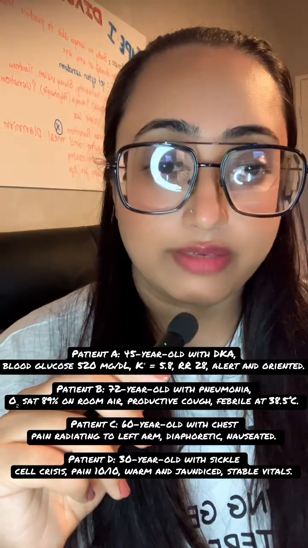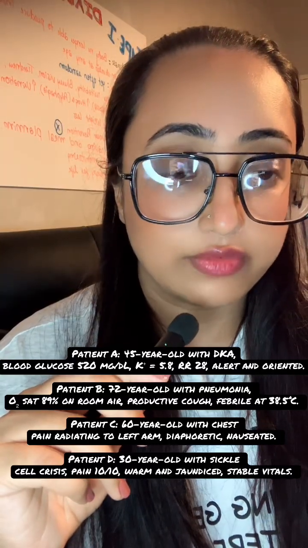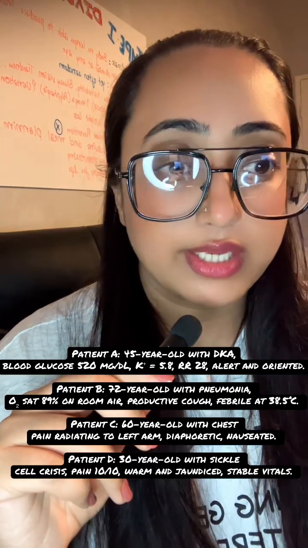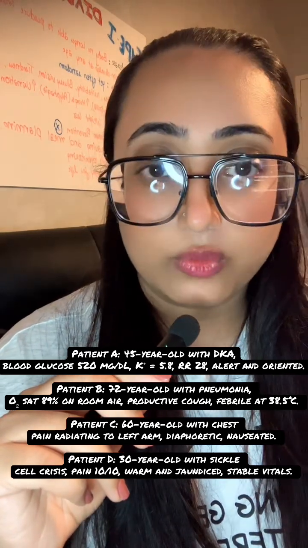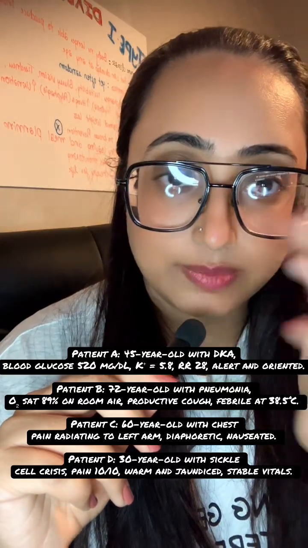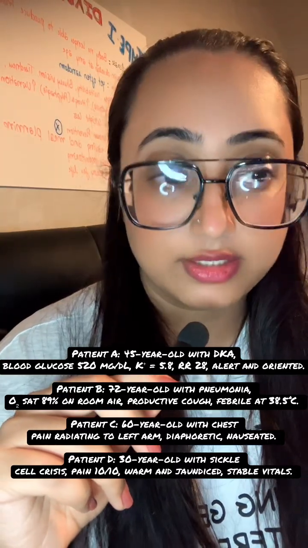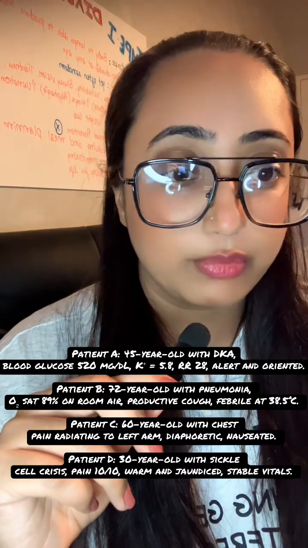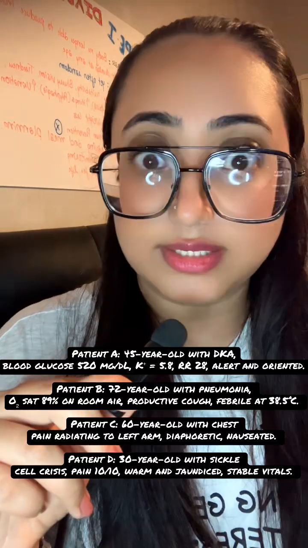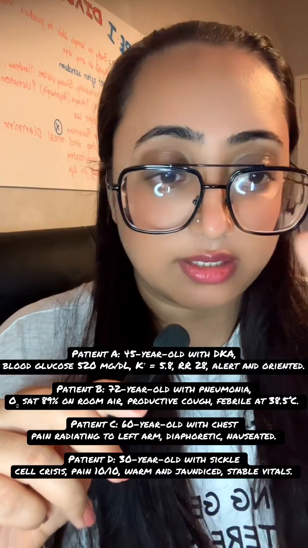Patient B, 72-year-old with pneumonia, O2 sat 89% on room air, productive cough, febrile 38.5. Okay, pneumonia. Pneumonia is an infection in the lungs. Their O2 sat would be low because they don't have much space in their lungs because they have fluid due to pneumonia. And they're productive, and it's on room air. 89 is on room air, right? They have a productive cough, they're febrile because it's an infection. The fever is expected, right? So this is an expected situation. So option A, expected. Option B, expected.